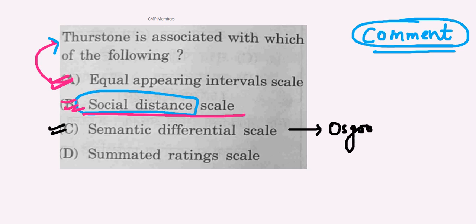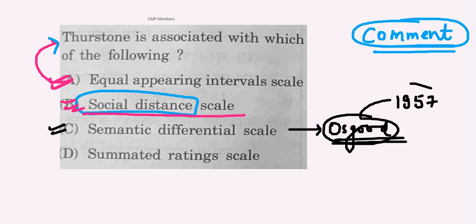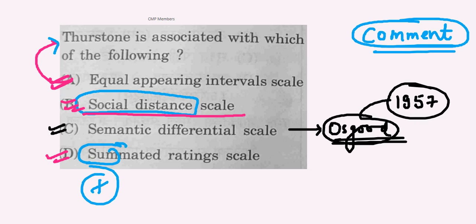Osgood and two or three more names are there. Osgood is very important. This scale came into the picture in 1957. I guess in the same year your cognitive dissonance theory by Leon Festinger was also announced. So the semantic differential scale is given by Osgood. Now, what about this summated rating scale? Do you know the meaning of summation? Or what is the meaning of sum? It means to add.